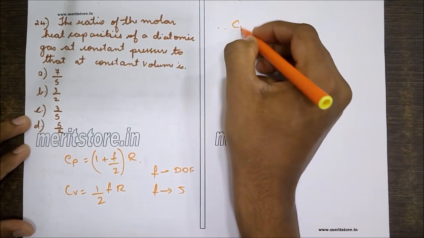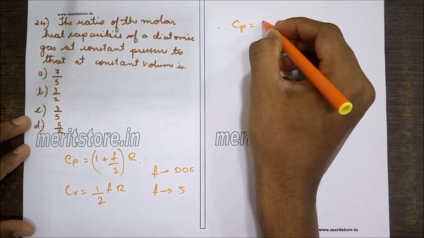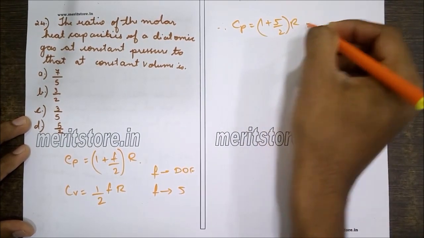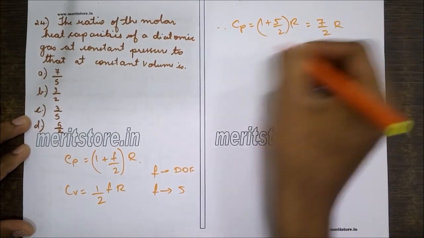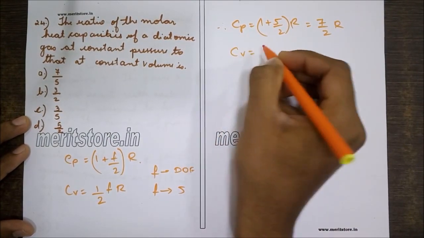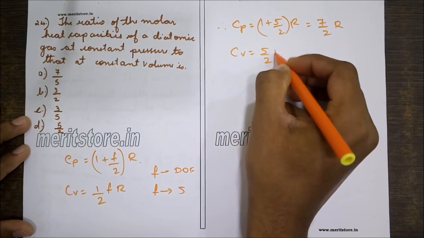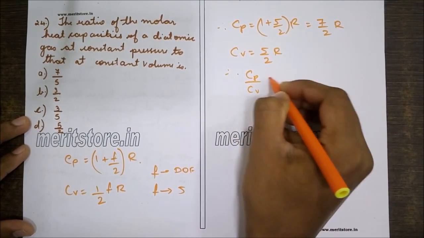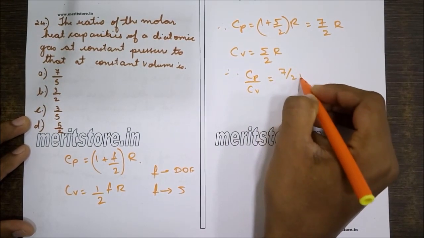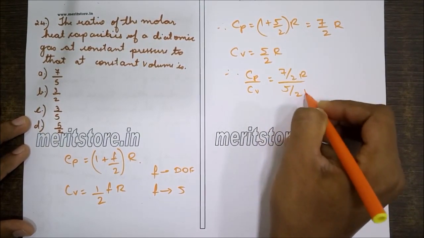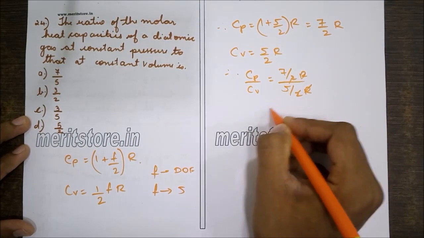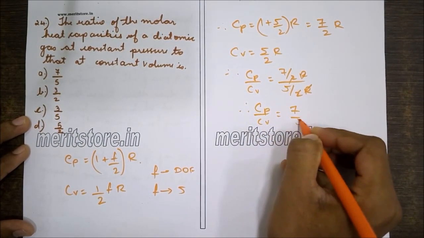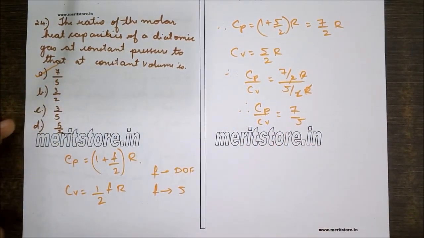So therefore the value of Cp comes around 1 plus 5 by 2 times R, which is nothing but 7 by 2 R. Similarly, Cv is equal to 5 by 2 R. So therefore now the ratio of Cp upon Cv is equal to 7 by 2 R upon 5 by 2 R. So this gets cancelled and therefore the ratio of Cp upon Cv is 7 upon 5. Hence option A is the correct answer.